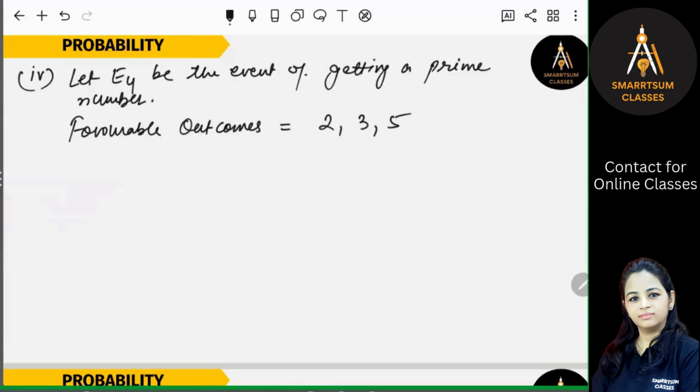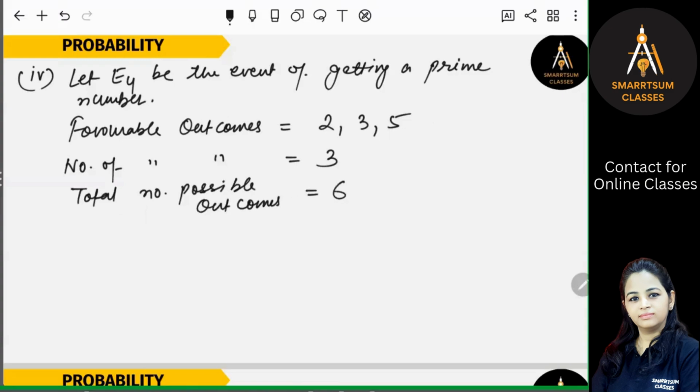Now, how many total favorable outcomes are there? The total number of favorable outcomes is 3. These are 3 numbers, right? And the total number of possible outcomes, we already know this is 6. Total 6 numbers are there. So what is the probability of getting a prime number?